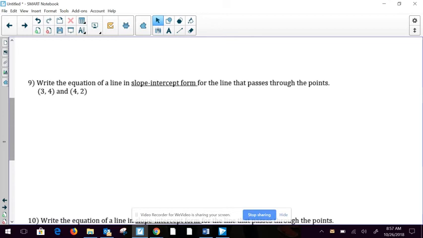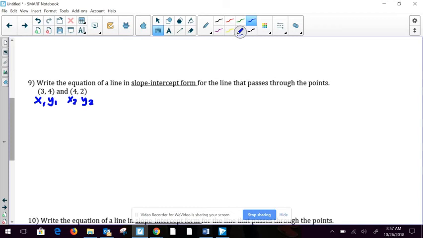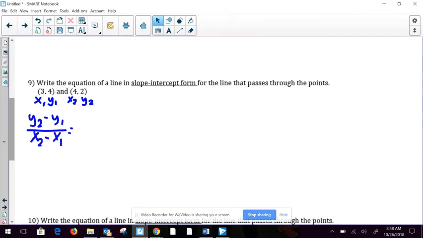We're given 2 points. So what do we need to find? Great. Yes, we need to find our slope. So we label x1, y1, x2, y2. And what's that formula again? By now you should have it memorized. y2 minus y1 over x2 minus x1. So I'm going to go ahead and draw my framework in, and I'm going to figure out my slope.